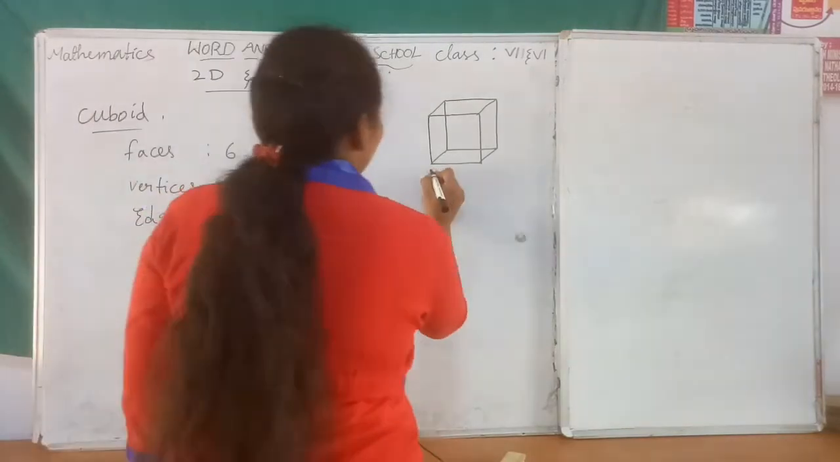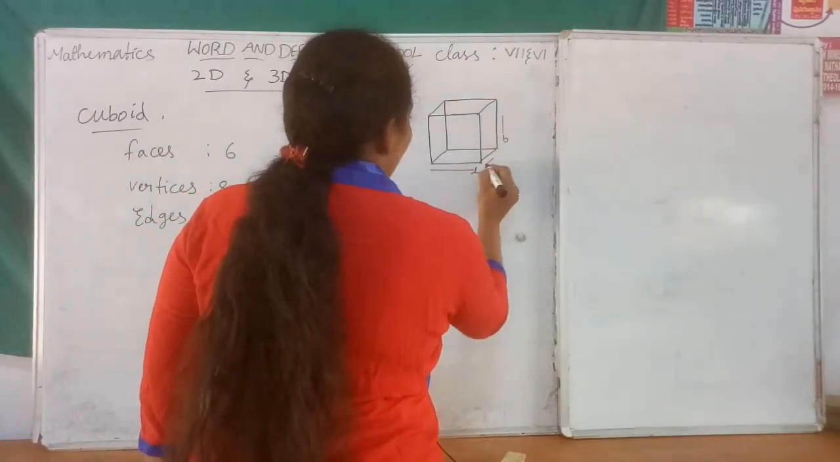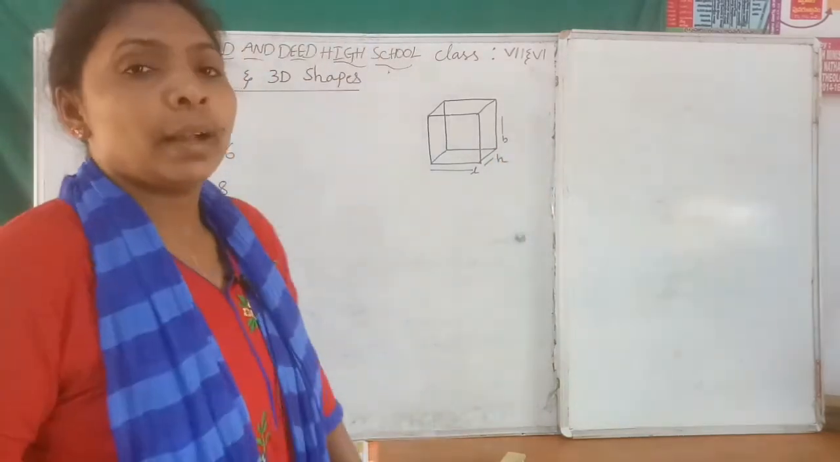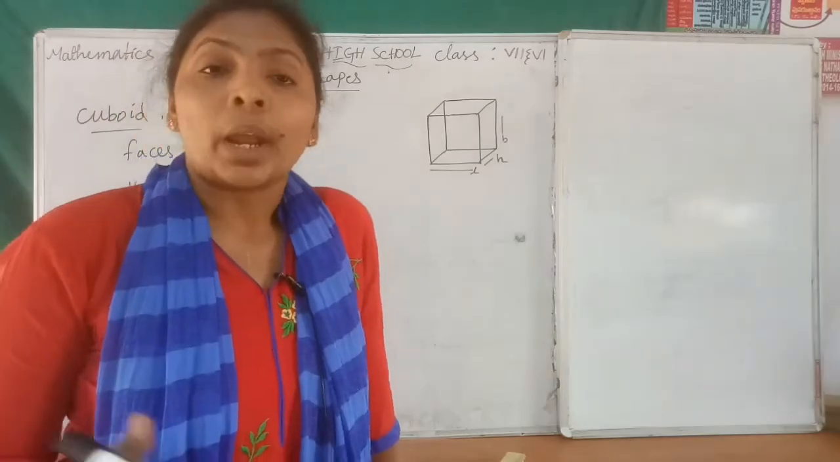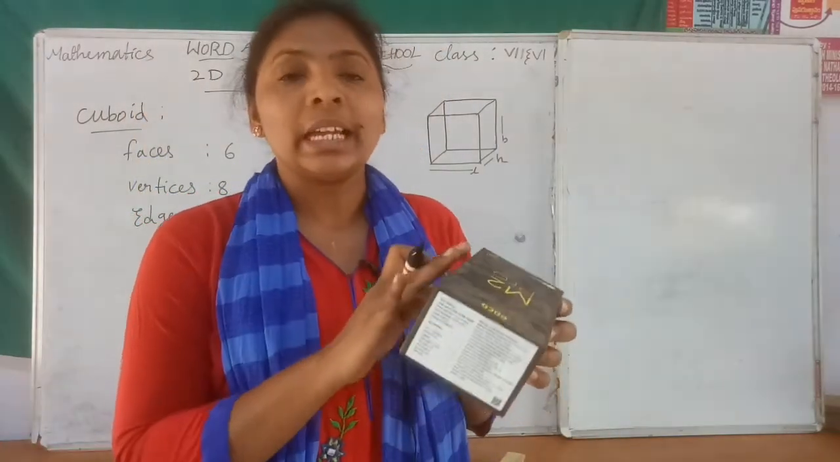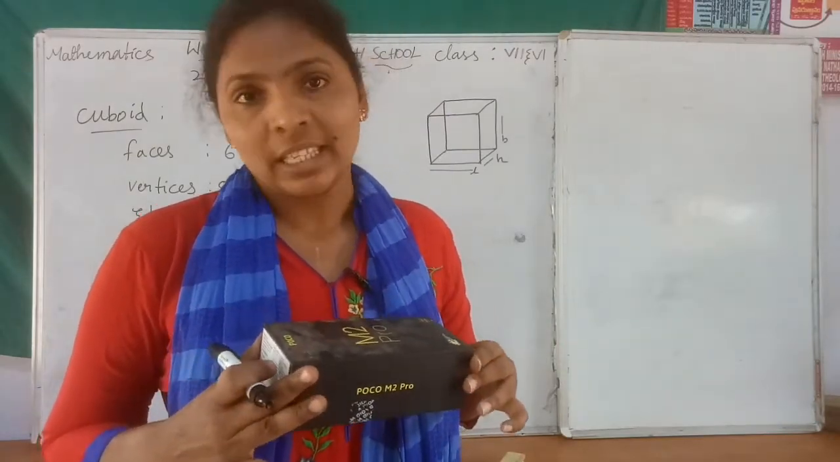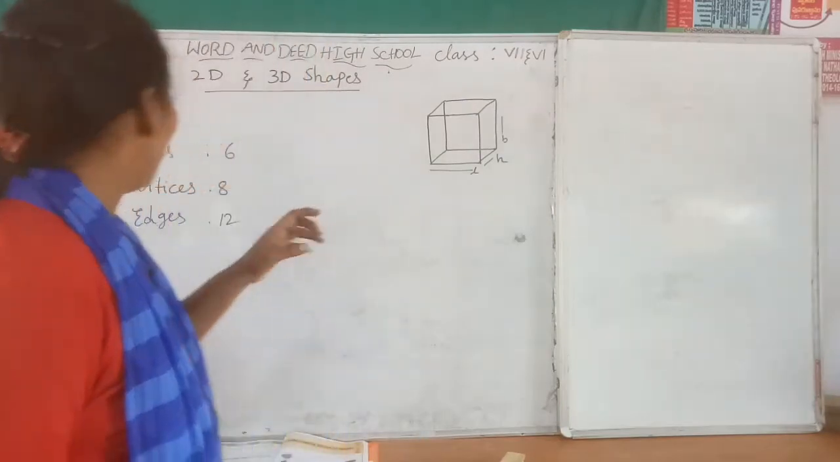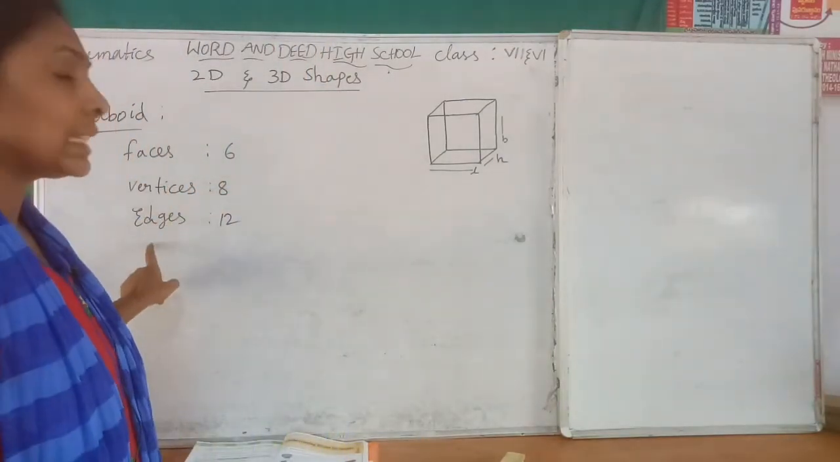Length, breadth, height. Here also, a cube picture. A cube is the same as a cuboid, but here the faces are squares, whereas a cuboid has rectangular faces. In this also, faces are 6, vertices 8, edges 12.